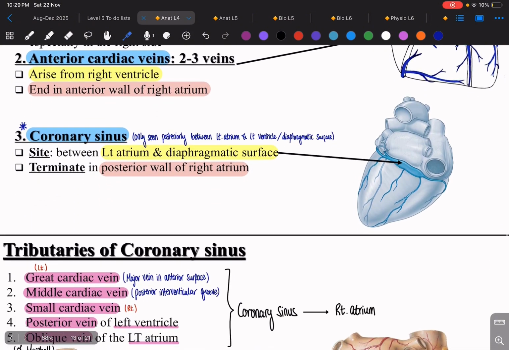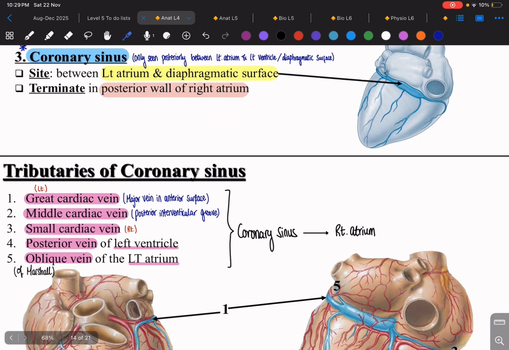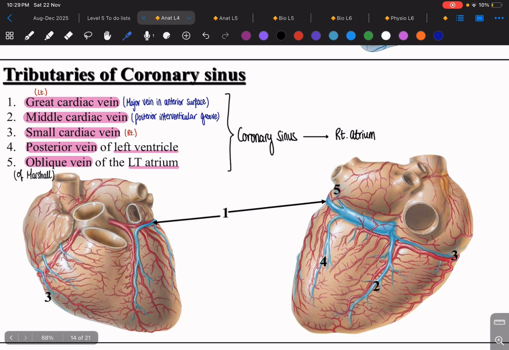Let's see what the branches are. We said arteries give branches. So the arteries give us branches, but for the veins it's the opposite. They receive. So we have branches that drain into the coronary sinus. Let's see which branches come into the coronary sinus. We have 5 branches, or 5 veins, that drain into the coronary sinus. What are these 5 veins?